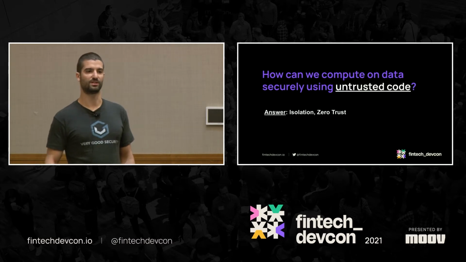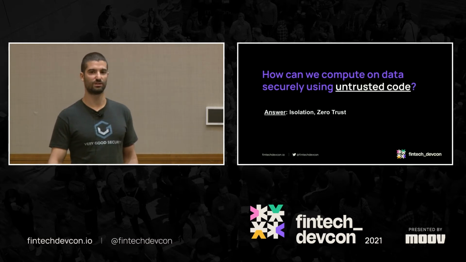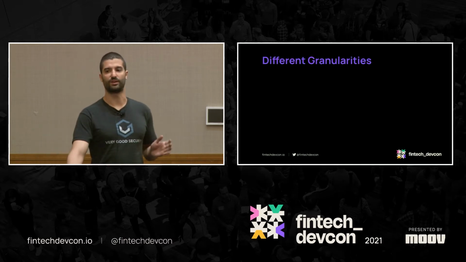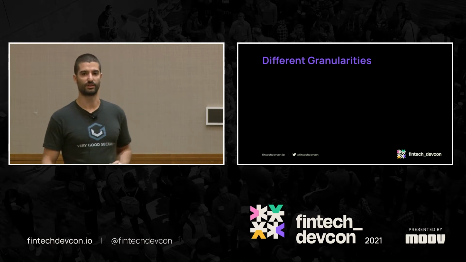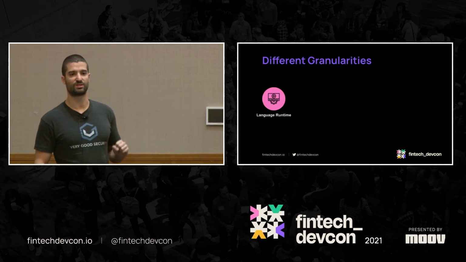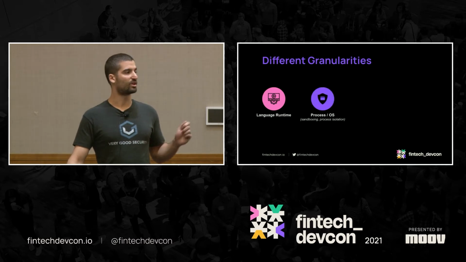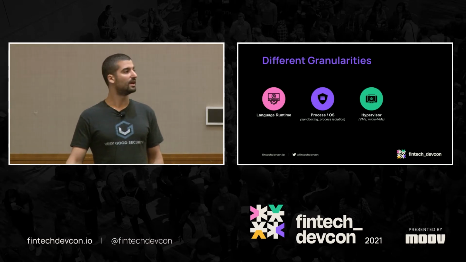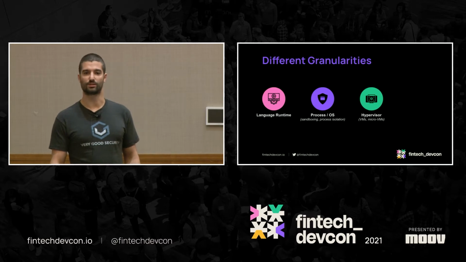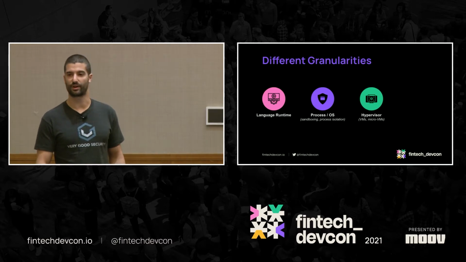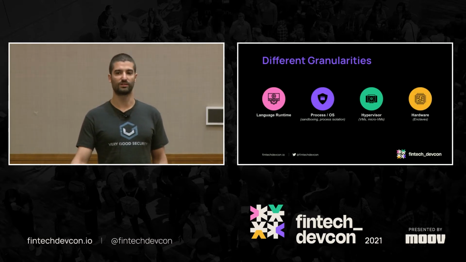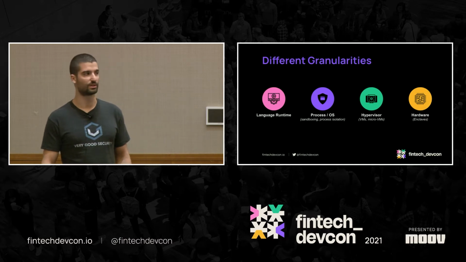Executing untrusted code in isolation under a zero trust model. And isolation comes at different granularities with varying security guarantees. At language runtime, such as Deno land and Chrome V8. At the process or OS level, using sandboxing, such as Google gVisor, and process isolation techniques, such as cgroups and AppArmor. At the hypervisor level, using VMs and micro VMs, such as AWS Firecracker and Hyper-V. And finally, at the hardware level, using enclaves, such as Intel SGX and Nitro enclaves.